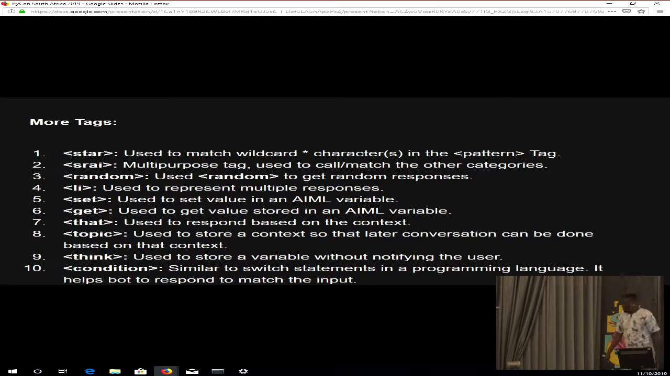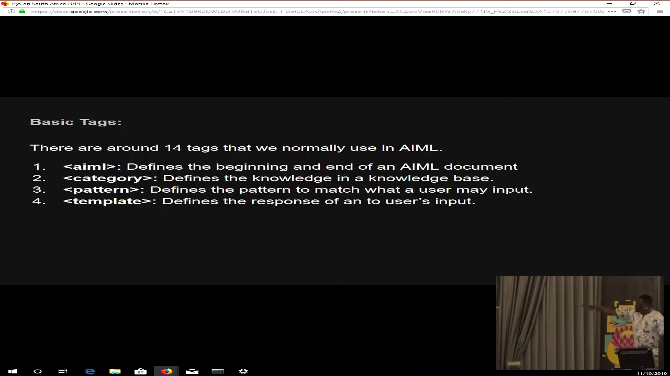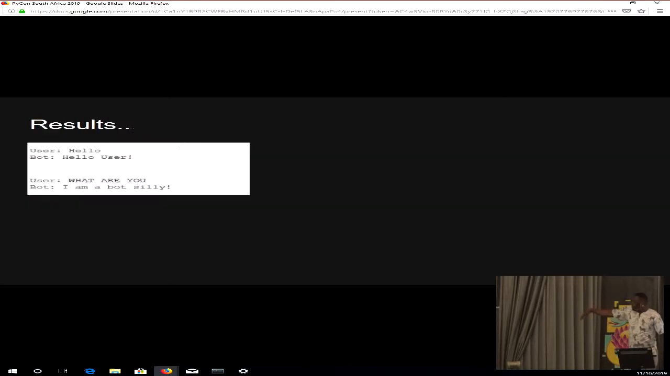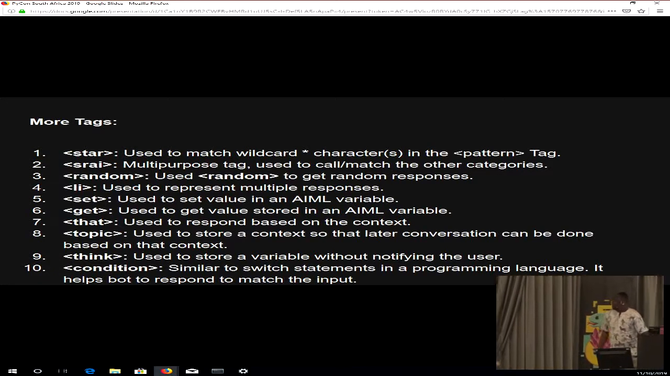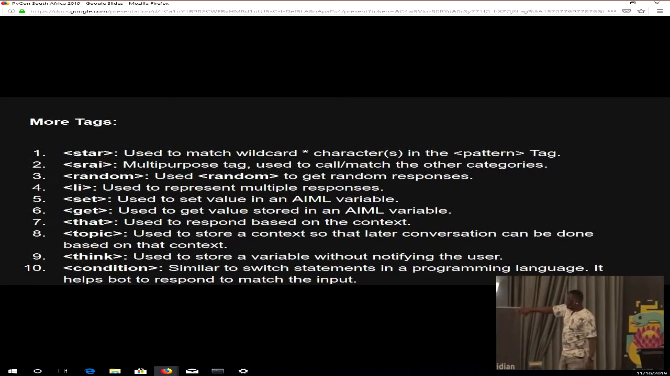So you can see that there are a lot. Did I mention that we have around 14 tags that we normally use in AIML? There are a lot. I'm going to show you how to use them on the framework itself. But as long as you understand these tags, like if you have a set of questions and answers, you can simply define them inside of random tags.